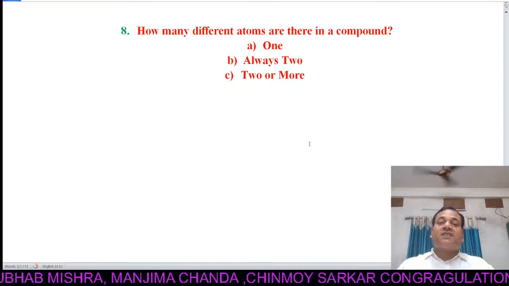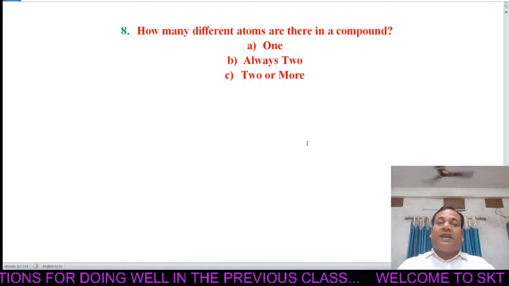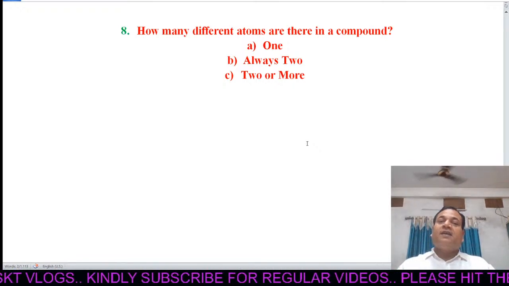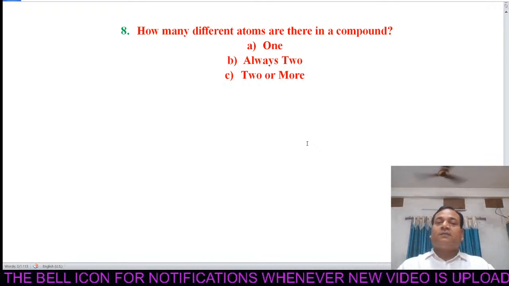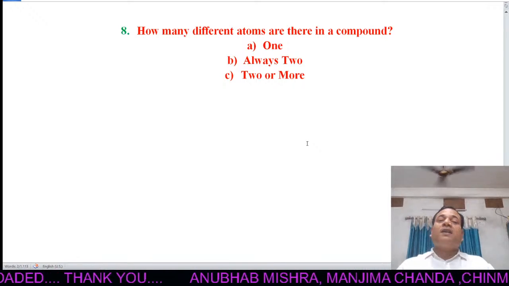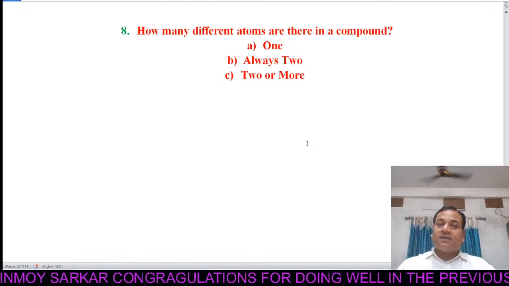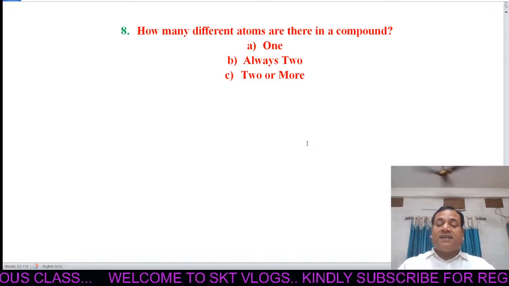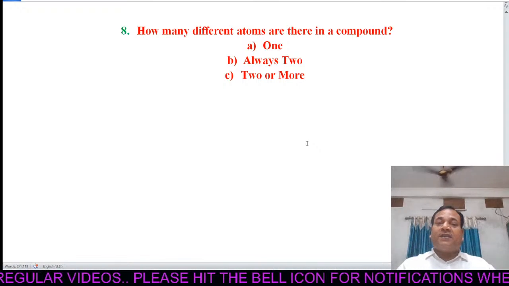We are moving to our last question for today's session. How many different atoms are there in a compound? A, 1; B, always 2; or C, 2 or more atoms. How many different atoms? 1 atom, always 2 atoms, or 2 or more atoms. This is the last question for today's live class. Tomorrow we will surely meet all of you.